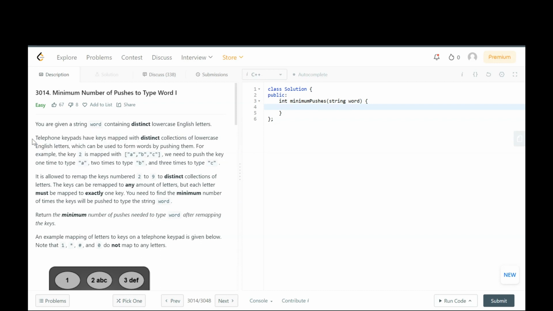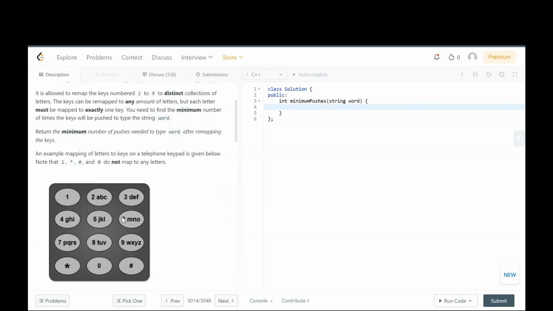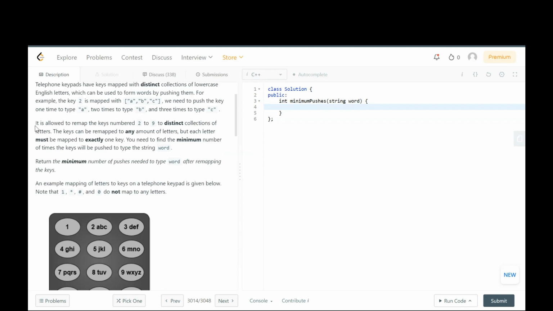So I hope you get this concept of telephone keypads that we usually use in our mobile phones, in the smaller phones that we used to have. If this is the keypad, 2 is mapped to A, B, and C. So in order to type C, we need to press 2 three times, right? What the question states further is that it is allowed to remap the keys numbered from 2 to 9 to distinct collections of letters. The keys can be remapped to any number of letters, and we need to find the minimum number of times the keys will be pushed to type the string word.